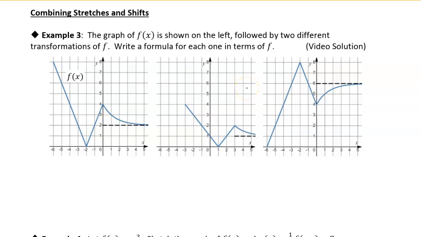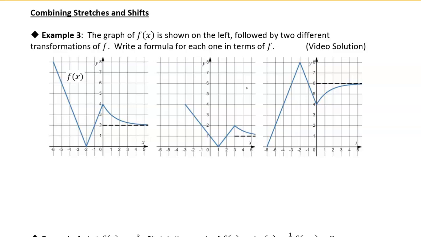All right, so now let's look at combining stretches and shifts. We're given a function f of x in this first graph, and then there are two more functions graphed, which are transformations of this function f. And we want to write a formula for each one in terms of f.